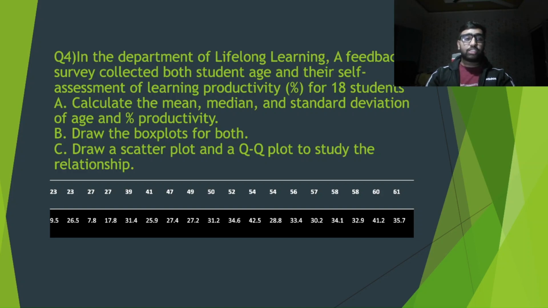First, in the first part we have to calculate the mean, median and standard deviation for age and percentage productivity. Part B, draw the box plots for both. Part C, draw a scatter plot and a QQ plot, which is quantile plot, to study the relationship. Here is our data. The data in blue color represents the age and the one in the black color represents the productivity percentage. So now let's solve this question.